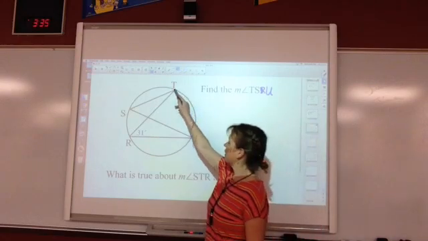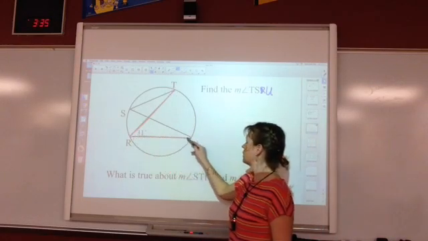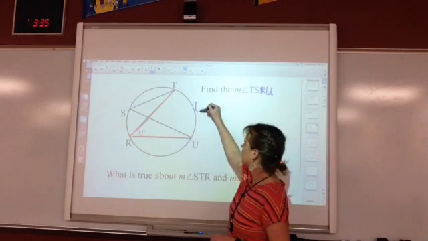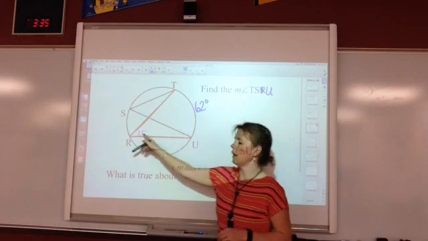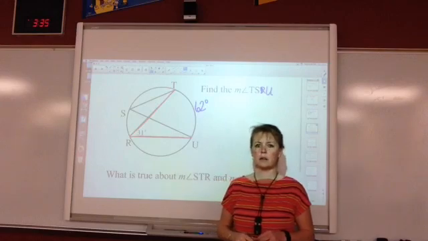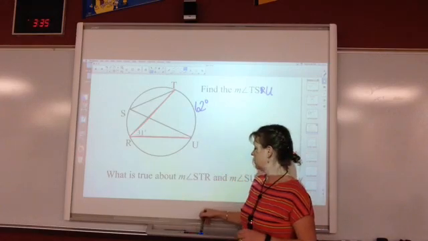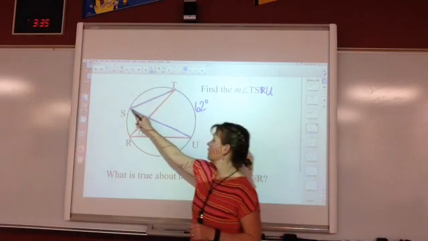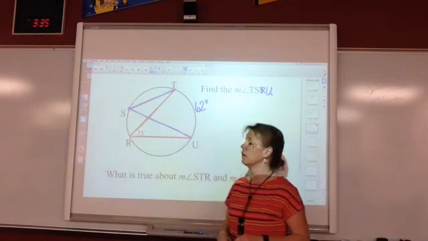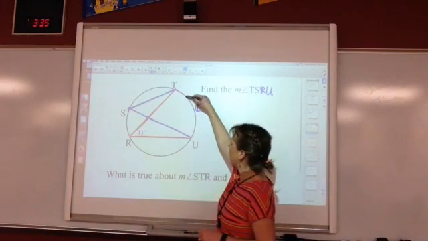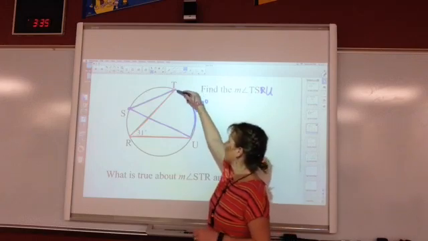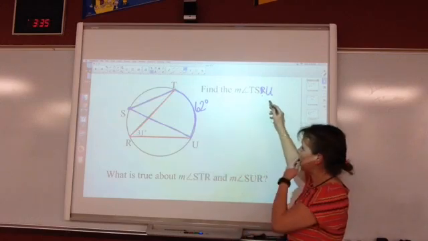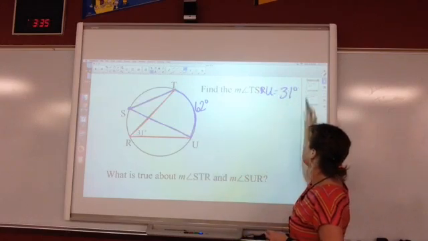The only information we have is that the measure of angle TRU is 31 degrees. If that's 31 degrees, its intercepted arc is 62 degrees. The angle is 1/2 of the arc. And perhaps you've already noticed this. Angle TSU is also inscribed. Its vertex is on the circle. And it inscribes and intercepts the exact same arc that angle TRU did. Therefore, the measure of angle TSU also has to be 31 degrees.